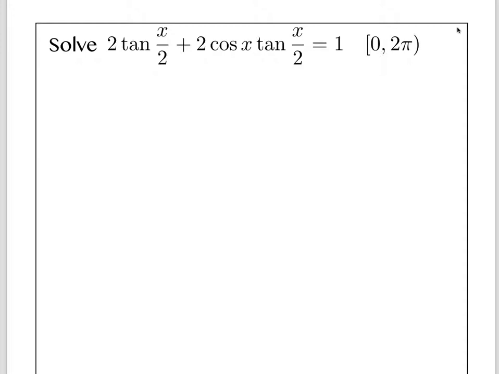So 2 times tangent of x over 2 plus 2 times cosine times tangent of x over 2 equals 1. We want our answers between 0 and 2 pi. All right, so what do you recommend? Take out a tangent. That is correct. What else could I do besides take out a tangent? Take out a 2 tangent. Let's do that. So 2 tangent of x over 2, and it gives me 1 plus cosine of x equals 1.